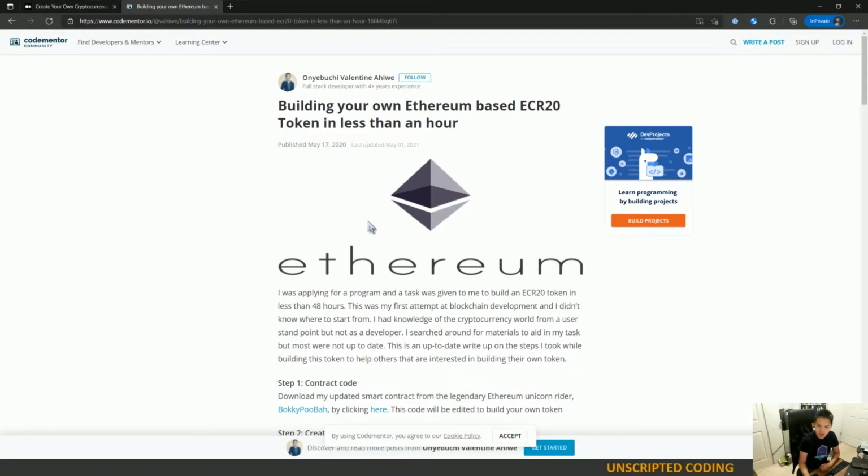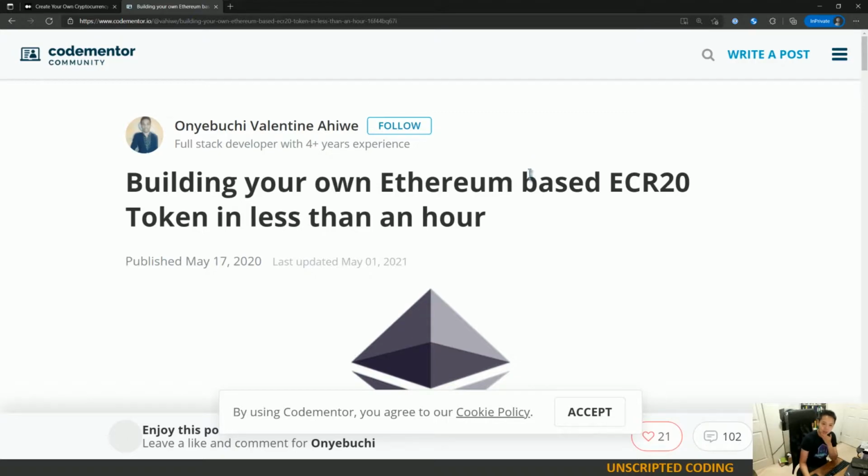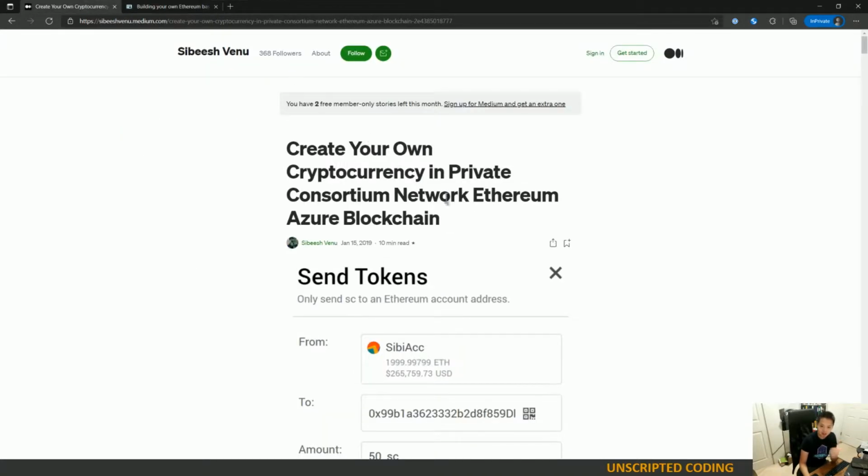And what I found was this article by... I am not going to try and butcher that name, but that is a really cool looking name. But you can see the author right here. Build your own Ethereum-based ERC20 token in less than an hour. That was basically the goal here.